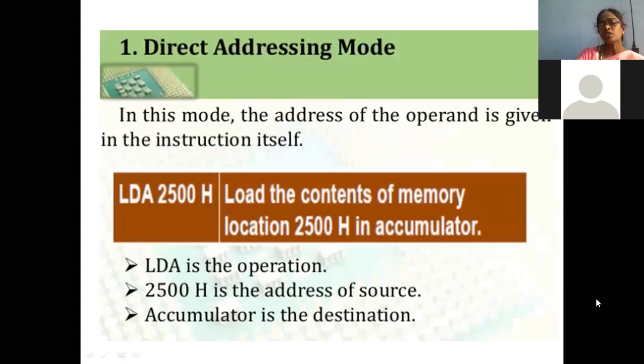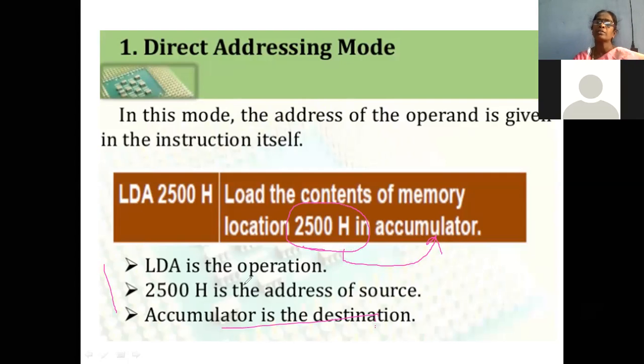Here direct addressing mode, LDA is load accumulator, load the contents of memory location 2500 in accumulator. So what does this instruction tell us? Okay, so we have to transfer, that 2500 is a memory address. Whatever information is available there is to be transferred to the accumulator. LDA is the operation, 2500 is the address of source, accumulator is the destination, right? So this is direct addressing. We have given the address directly, the source address as well as the destination address.